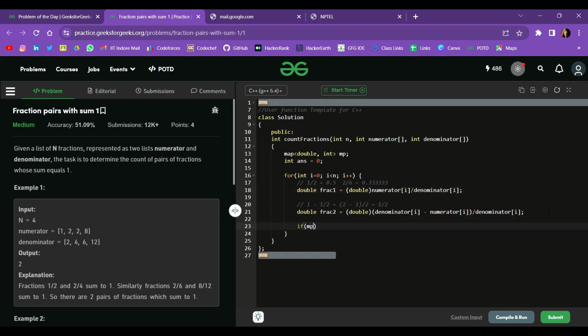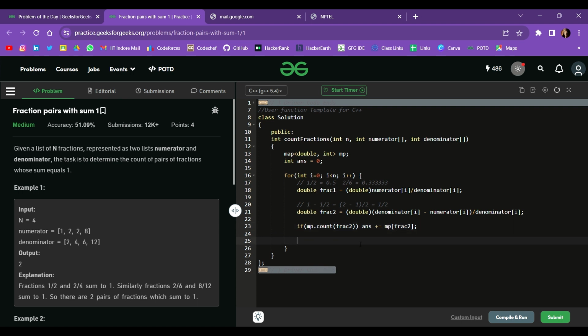So if it is present, then the count will be greater than 0. So if fraction 2 is present inside our map, then we will just update our answer with the number of times it is present already in the map. So map of fraction 2. If there are 1 by 2 already existing twice in the map, and we have got a third 1 by 2, it will pair up with both of them. So the answer increases by 2. So we'll make 2 new pairs. That is why we will just keep on increasing by the count of that fraction already present.